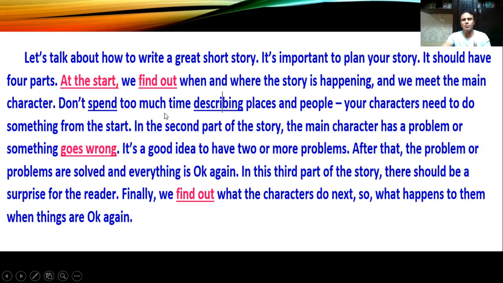Don't spend too much time describing the places and people. ماتقعدش بقى توصف لي الشخص ده كذا وشخصيته. احنا من الأحداث القادمة هنعرفه كويس وهنشوفه كويس. Your characters need to do something from the start. ابدأ في الأحداث على طول.